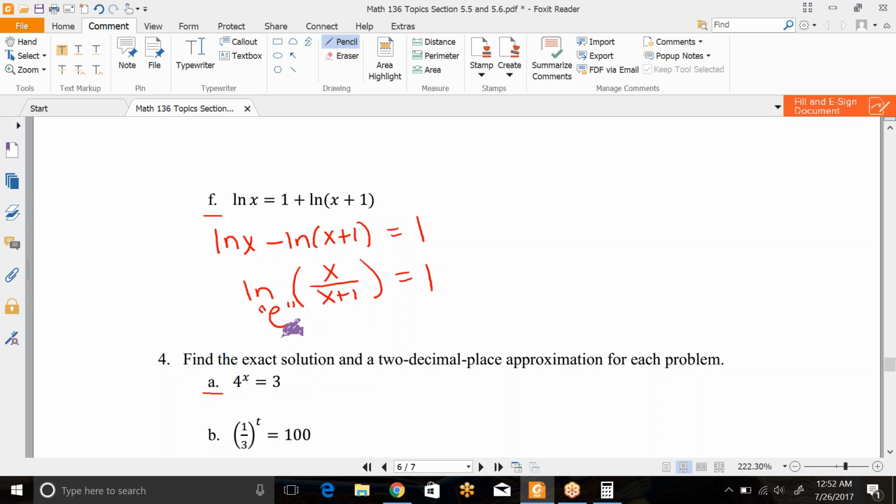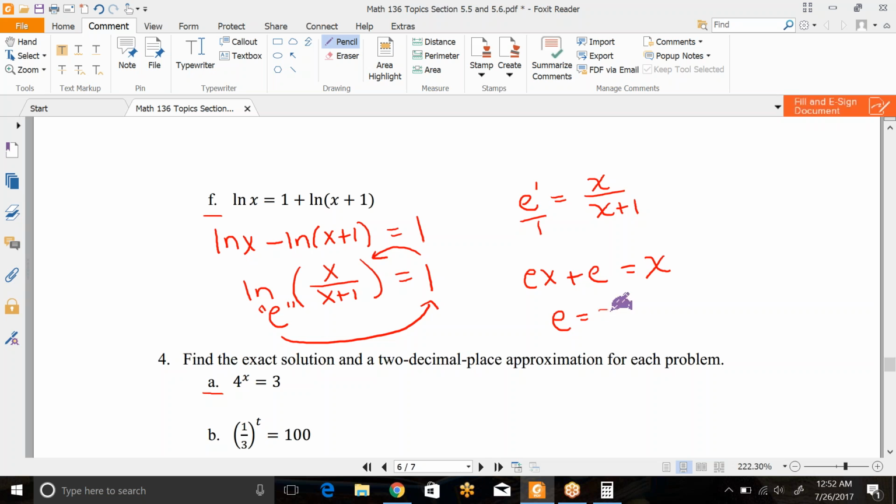So since there's not a log on both sides, we have to use the spiral technique. So e to the first equals x over x plus 1. So this would be over 1. So this will be ex plus e equals x. We're trying to solve for x, so we need to get the x terms on the same side. Then factor out the x over there. And then we would divide, so this is e divided by 1 minus e. Now that's the exact solution.